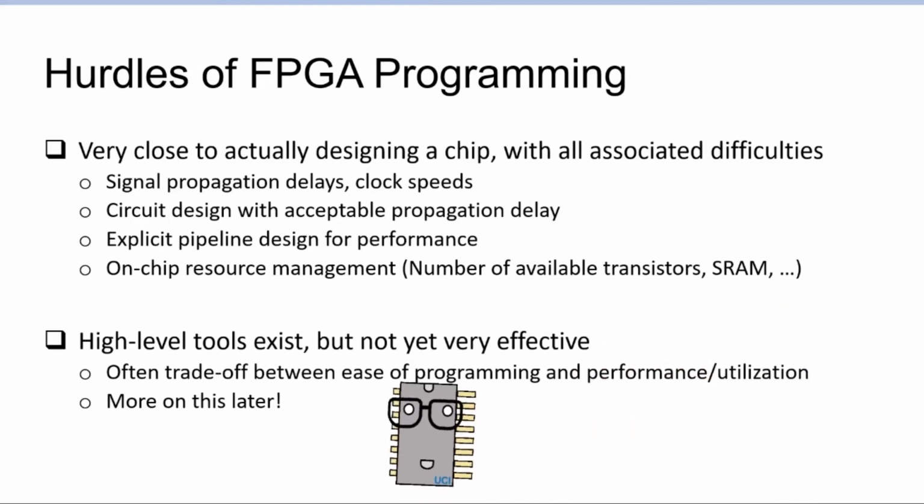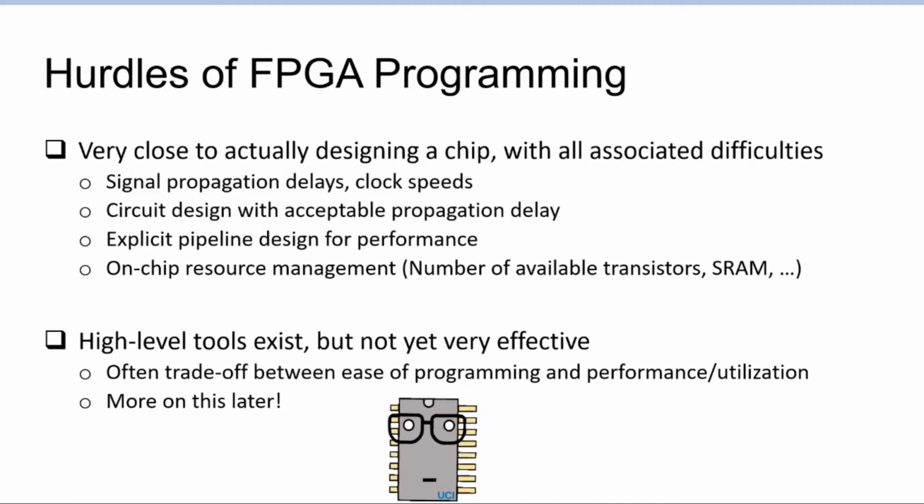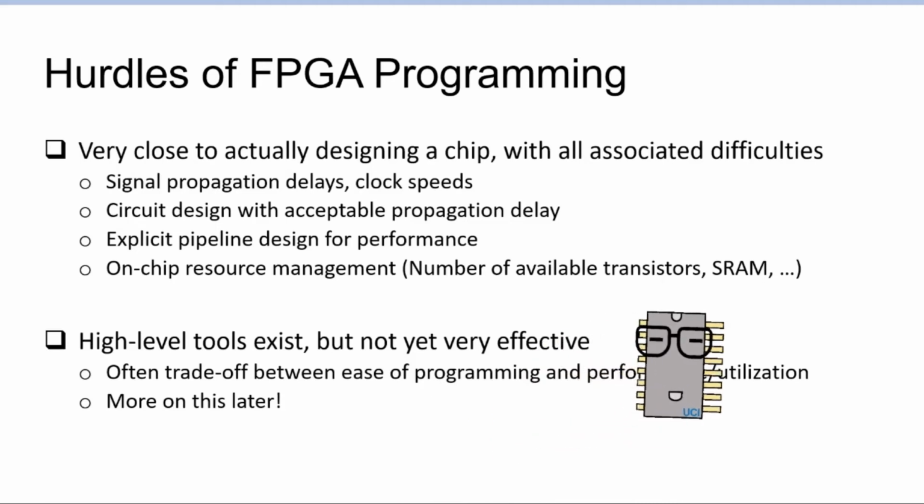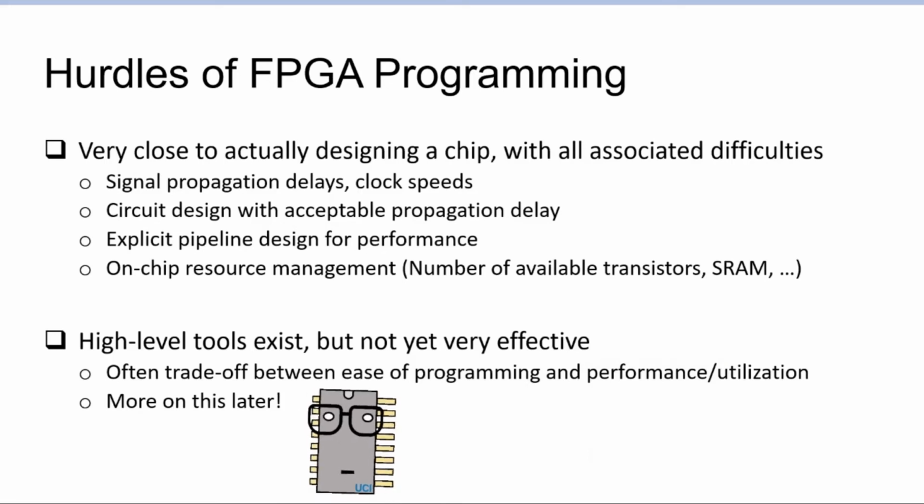High-level tools do exist, which try to hide the existence and importance of clocks and propagation delays and resource utilization and pipelining and things like that. But unfortunately, most of them are not very effective right now. There are approaches, including using OpenCL, trying to compile OpenCL code to actual silicon. There are approaches which try to extract fine-grained parallelism from any random C code, and then try to turn that into a circuit. But we'll talk about this in a bit more detail later.